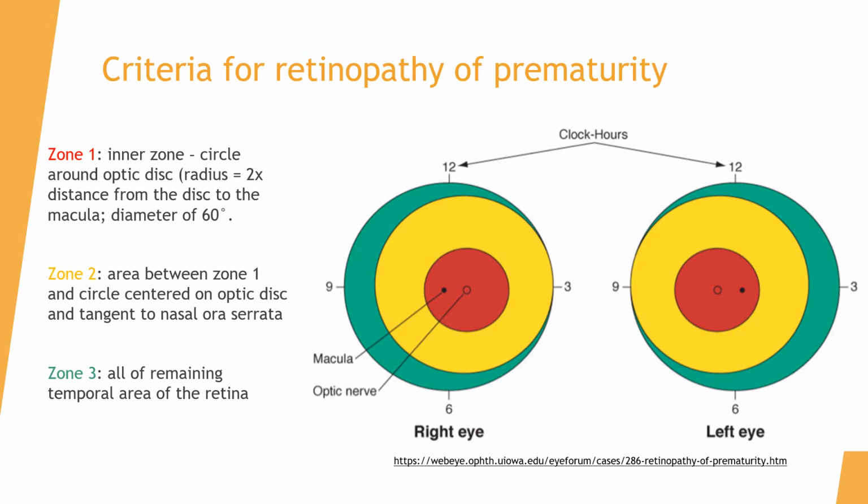This is an area equivalent to a circle with a radius that's twice the distance from the disc to the macula. Zone 2 is the area between zone 1 and the circle centered on the optic disc and tangent to the nasal ora serrata. And lastly, zone 3 is all of the remaining temporal area of the retina, and it's identified as the green area.